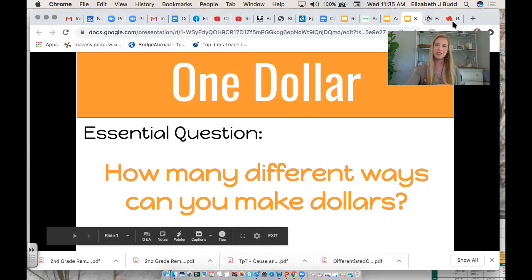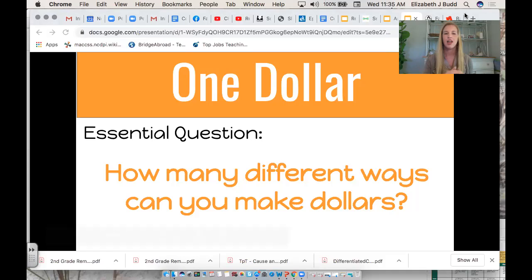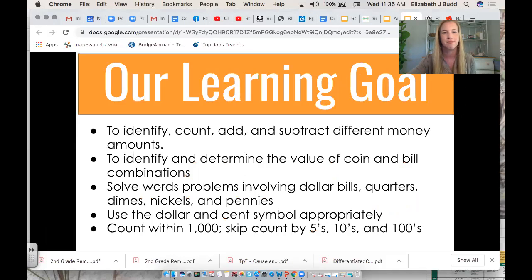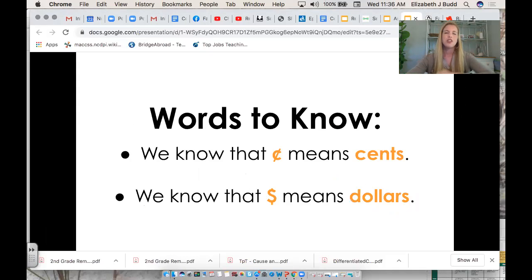All right, so we're going to be talking about dollars first. The essential question for today, or what we're focusing on, is how many different ways you can make dollars, and then also how can you combine dollars and cents to make a total value of money. So here are some words to know, and I want you to take a moment and read these words off of your screen to yourself.